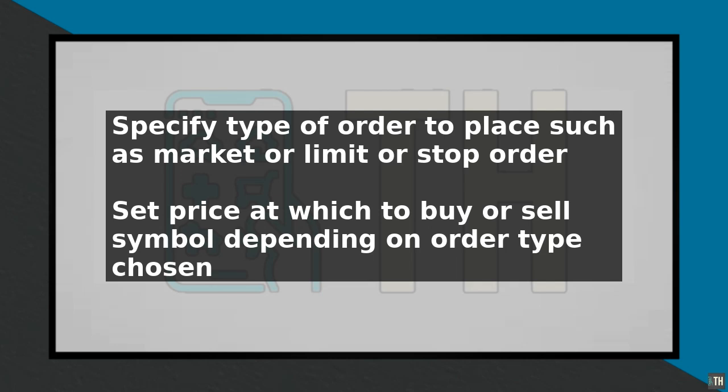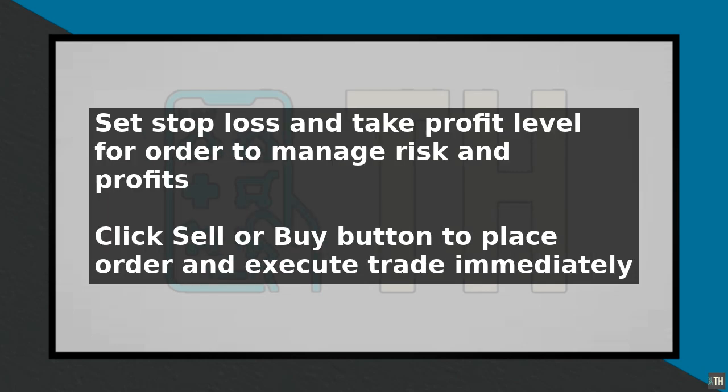It is essential to carefully review your order before placing it to ensure that all the details are correct. Also, make sure to set a stop loss and take profit level to manage your risk and potential profits. By following these steps, you can place a new order on Metatrader 5 and start trading the financial markets.